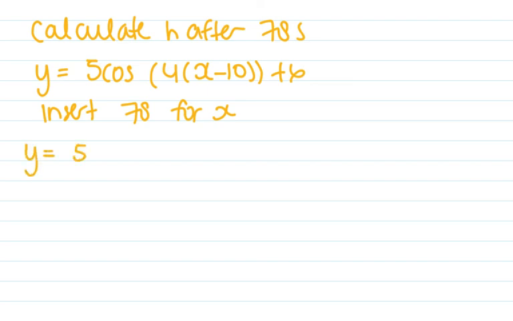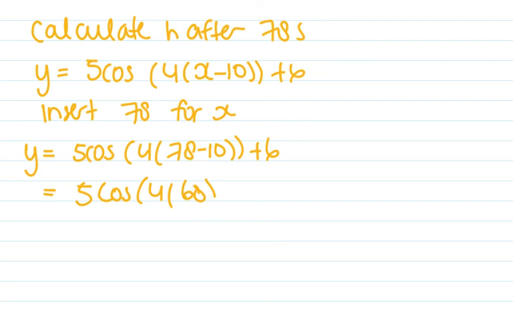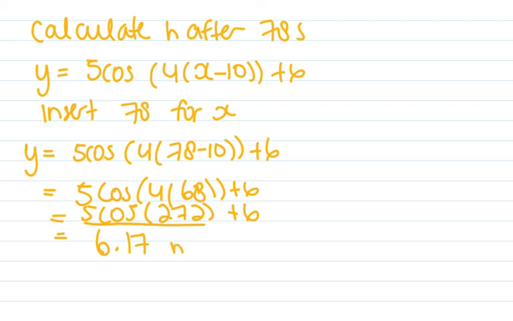So we'll have y equals 5 cos(4(78 minus 10)) plus 6 equals 5 cos(4 times 68) plus 6. 78 minus 10 is 68. 4 times 68 is 272. These two terms are multiplied, 5 times cos 272. So plug that into your calculator and then add 6 and you will get 6.17 meters. And if you use the sine equation, you will get the same answer.